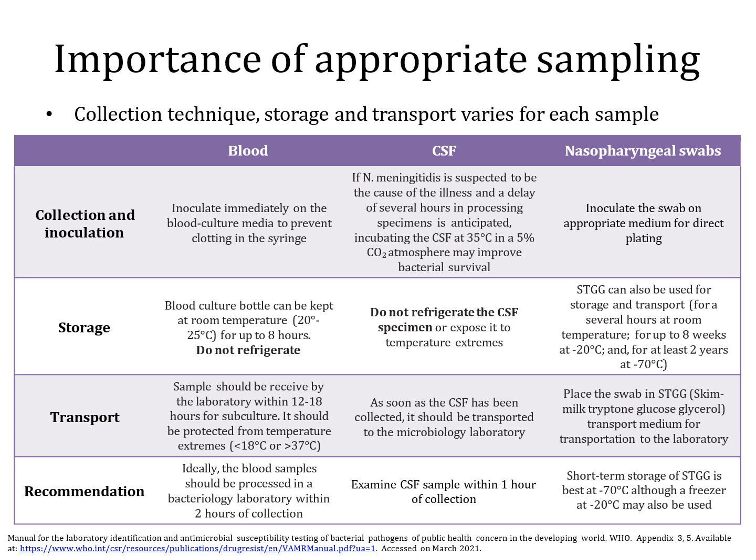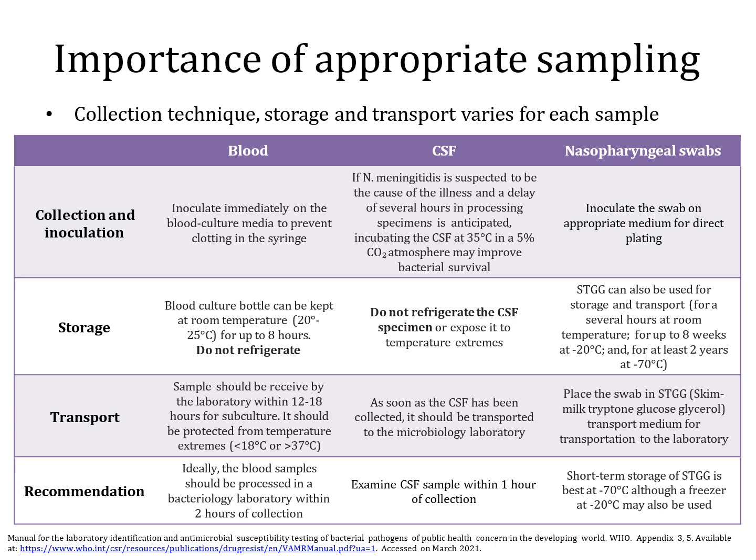Regarding collection, the blood samples should be inoculated immediately onto the blood culture media to prevent clotting in the syringe. In case of CSF, if Neisseria meningitidis is suspected to be the cause of illness and a delay of several hours is anticipated, then incubate the CSF at 35 degrees Celsius in a 5% carbon dioxide atmosphere. This may increase the chances of yield.